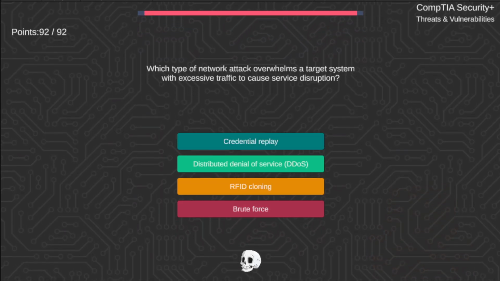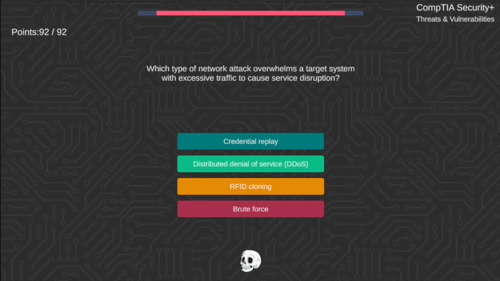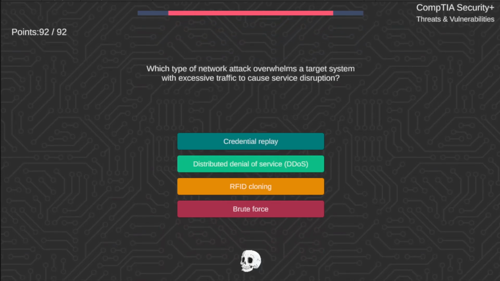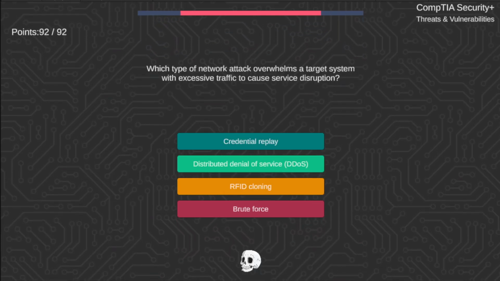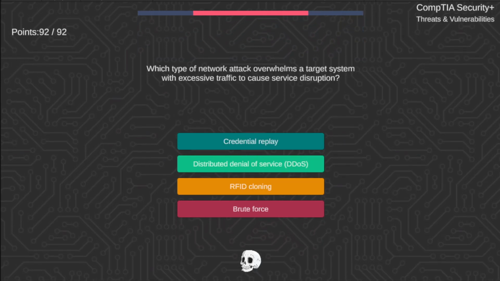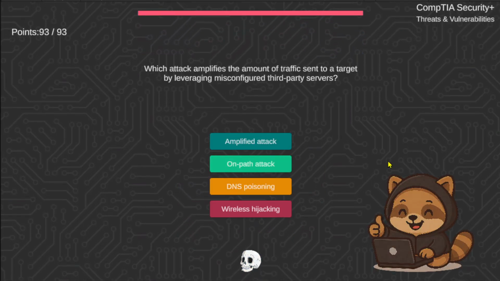Which type of network attack overwhelms a target system with excessive traffic to cause service disruption? Credential replay, distributed denial of service or DDoS, RFID cloning, or brute force? Overwhelms a target system with excessive traffic to cause service disruption. Correct answer is distributed denial of service.